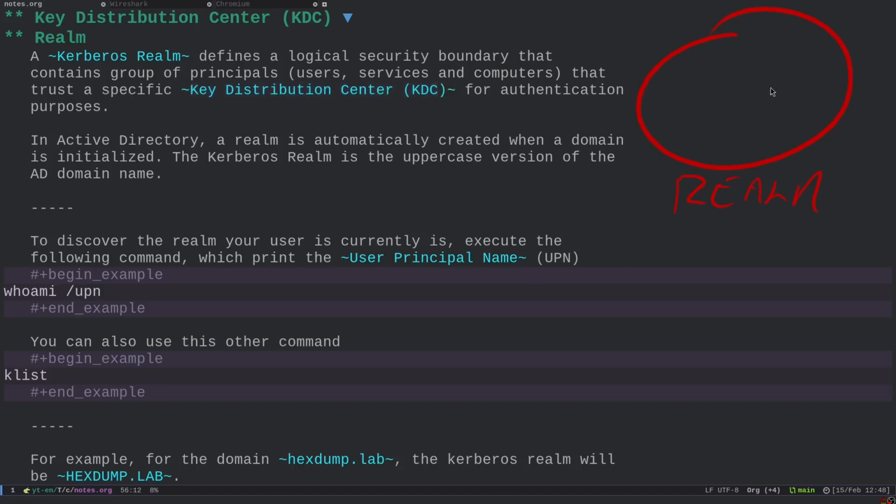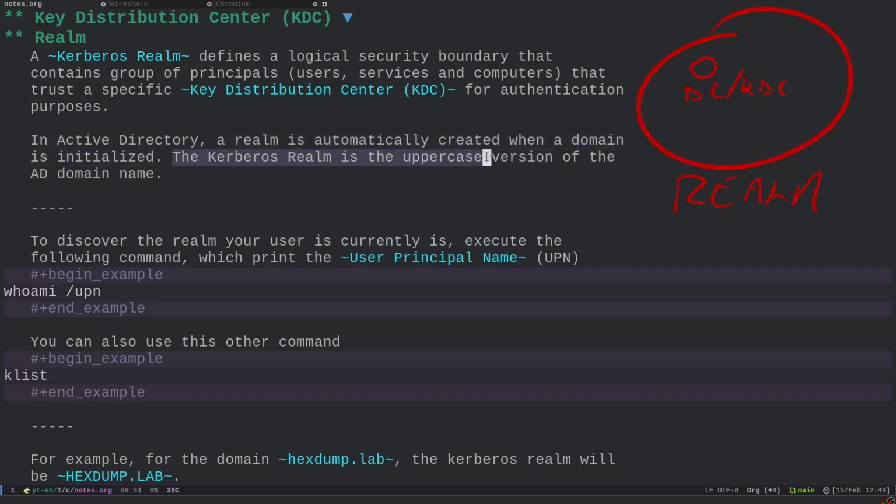So it means that this realm uses these specific domain controllers, which also define a KDC. Of course, if you have multiple domain controllers in the same domain, they will have replicated and shared data, but essentially we're talking about one logical KDC. And so within a single realm, there is a single key distribution center. In Active Directory, a realm is automatically created when a domain is initialized.